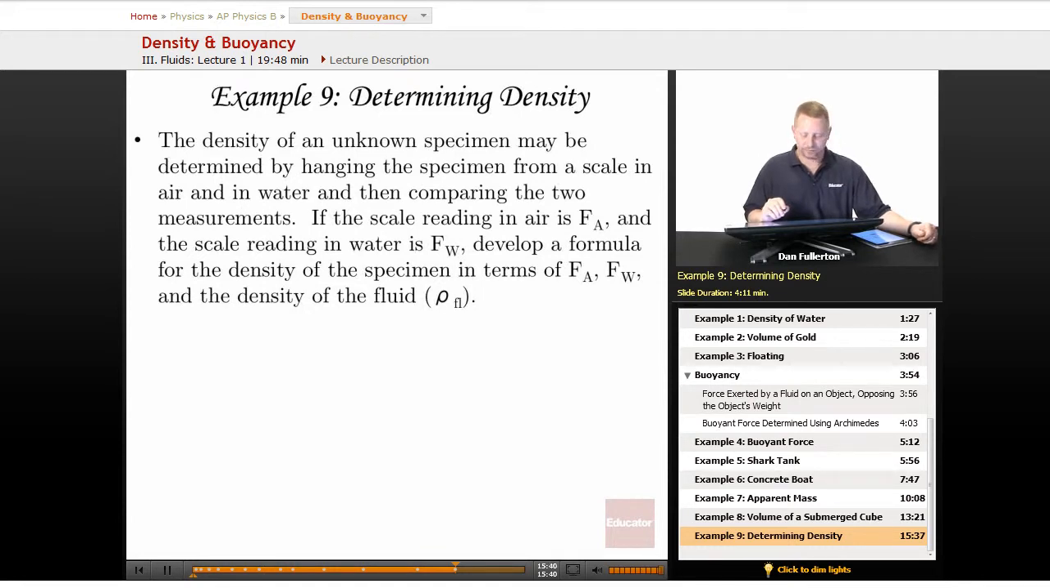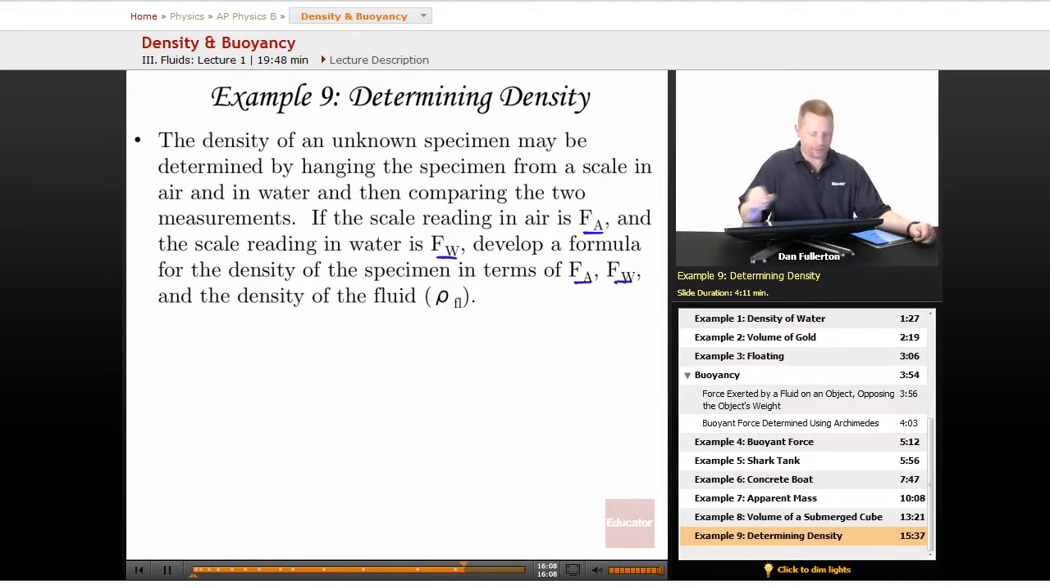Determining density. This one's a little bit more involved. The density of an unknown specimen may be determined by hanging the specimen from a scale in air and in water and then comparing the two measurements. If the scale reading in air we're going to call FA and the scale reading in water is FW, let's develop a formula for the density of the specimen in terms of the scale reading in air, in water, and the density of the fluid.